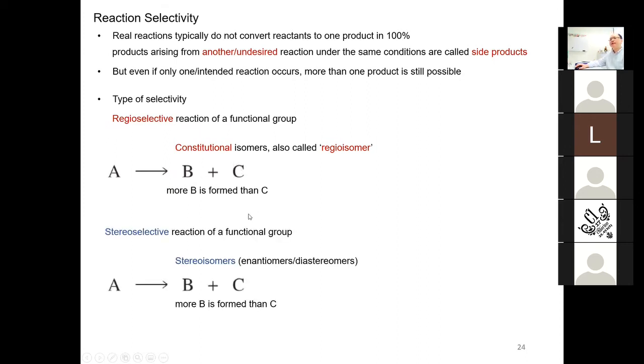Then we have another one called a stereoselective reaction. What does that mean? That means A generates B and C, but B and C are not constitutional isomers.